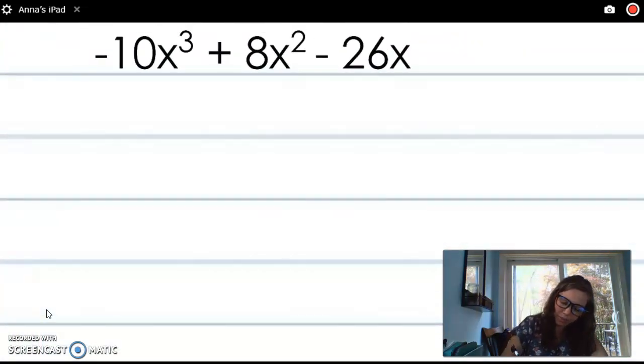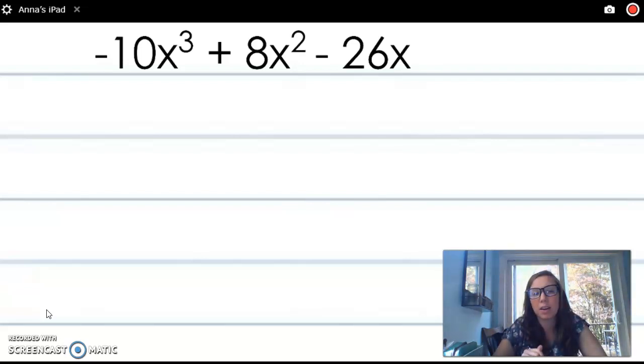Okay, I'm going to do one more of these, maybe this one, as the last problem on here. So we're going to see what we can divide 10, 8, and 26 by. So looks like the biggest number, because 10 is 5 and 2, none of the other numbers can be divided by 5. So all of them are divisible by 2.